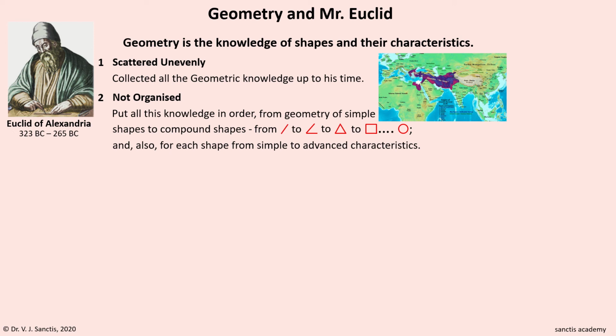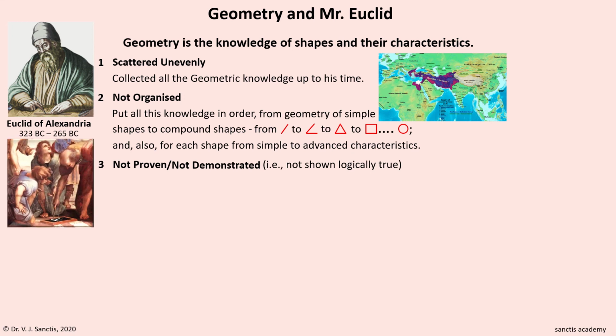Then Euclid addressed the third fundamental problem, which was that while some characteristics of all shapes were obviously true and therefore not disputed, most characteristics of all shapes were not proven, meaning not demonstrated, that is, not shown logically to be true. Attempts to prove these by drawing the shapes and measuring led to disputes as alongside, because accurate drawing and measuring instruments were not developed then.